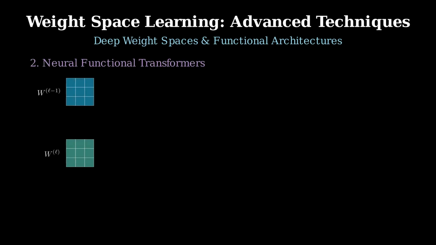To scale up, neural functional transformers represent entire weight matrices as structured tokens, treating layers as sequence elements. Each token undergoes an equivariant projection, spinning out distinct query, key, and value weight-space representations.